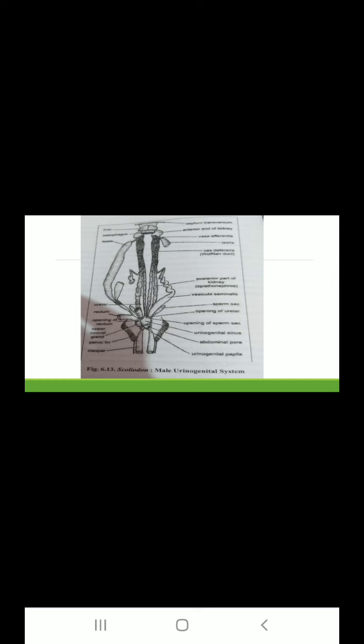And this is the diagram which shows the male urinogenital system. A pair of kidneys is there, which starts from the liver, then the esophagus, after that the anterior end of the kidney, vasa efferentia, testes, and vasa deferentia, that is the Wolffian duct. The black part which is visible in the middle is called the Wolffian duct, and inside the Wolffian duct the testes are present. After that, the ureter, rectum, opening of the rectum, rectal gland, pelvic fin, and the last one is the clasper. So this is all about the male urinogenital system of Scoliodon.